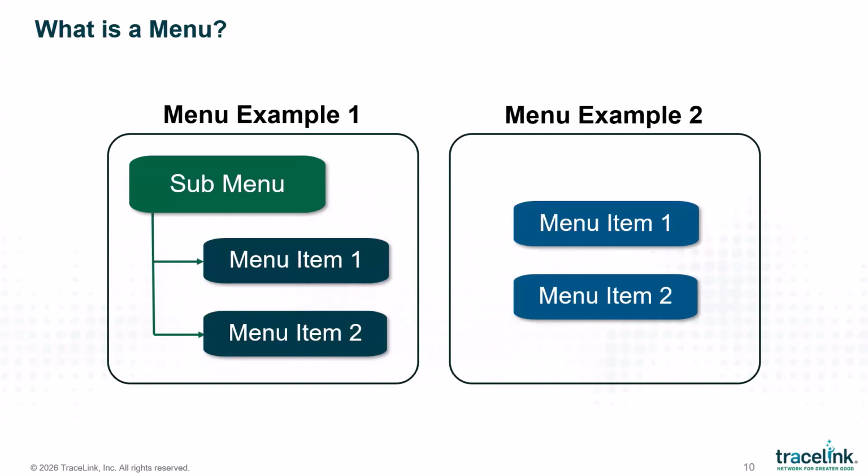Menu example 1 can be a good example of a standard Mint menu, as there are menu items under a submenu, and menu example 2 for a standard Poet menu, as it contains menu items directly without a submenu.